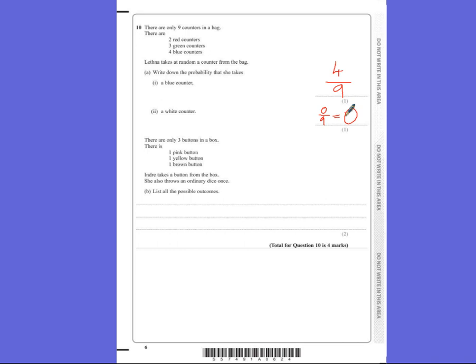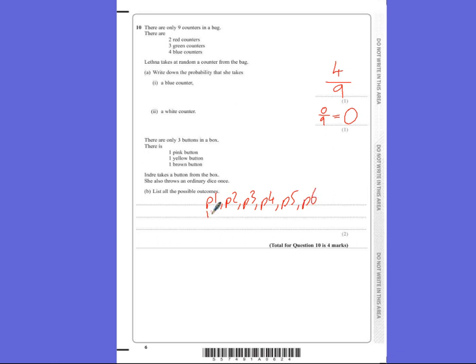There are only 3 buttons in a box, 1 pink, 1 yellow and 1 brown. Indra takes a button from the box and she also throws an ordinary dice. List all the possible outcomes. Well, we could have a pink with a 1, a pink with a 2, a pink with a 3, a pink with a 4, a pink with a 5, or a pink with a 6.